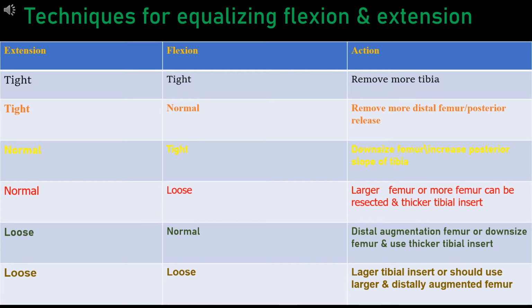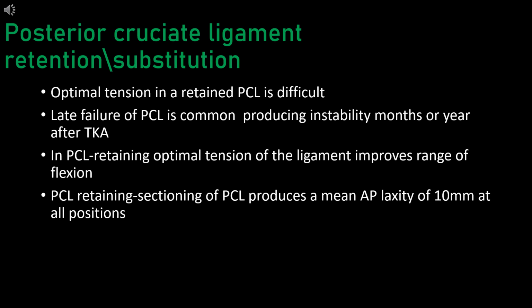insert can be inserted. If it is loose in extension and normal in flexion, then use distal augmentation of the femur, or downsize the femur and use a thicker tibial insert. If it is loose in flexion and loose in extension, use a larger tibial insert or a larger and distally augmented femur. Posterior cruciate ligament retention or substitution.